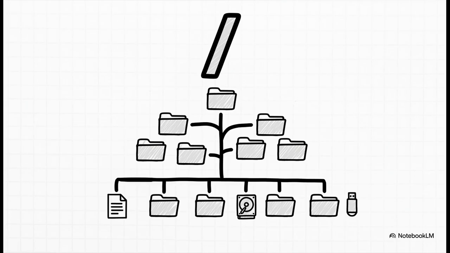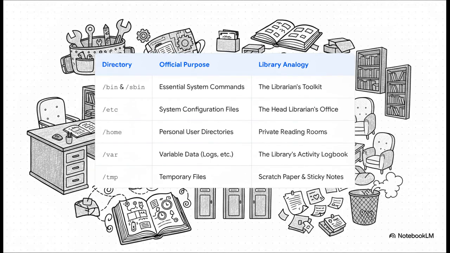And where's the front door to this massive library? It all starts at one single point: the root directory. And it's represented by just a single /. That's it. Every file, every folder, every single hard drive you connect, it all lives somewhere under this one single slash. And this is where that blueprint really comes to life. Let's take a quick tour of the main sections.